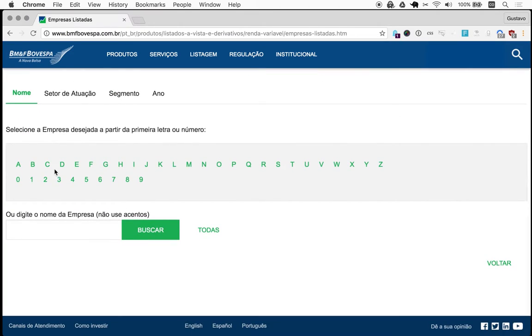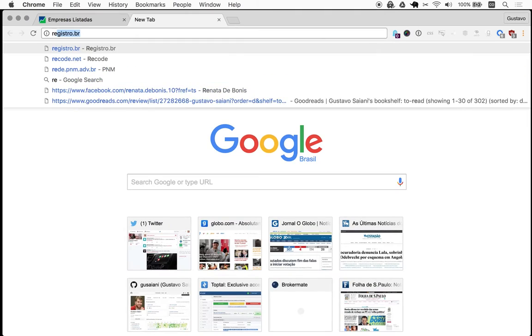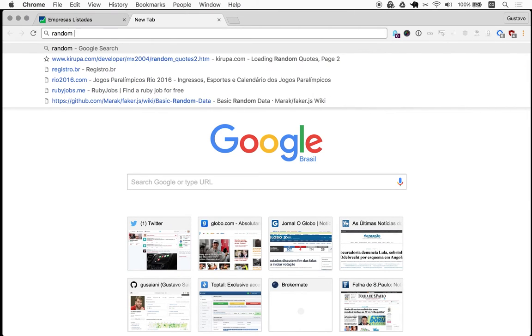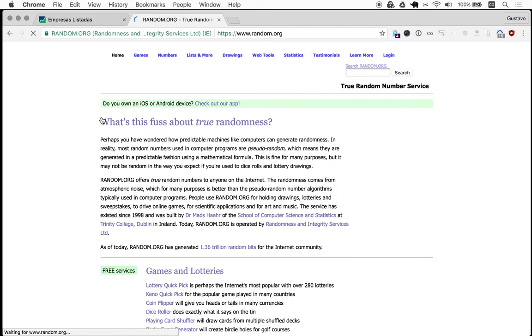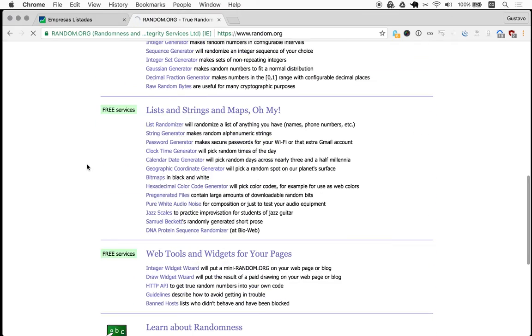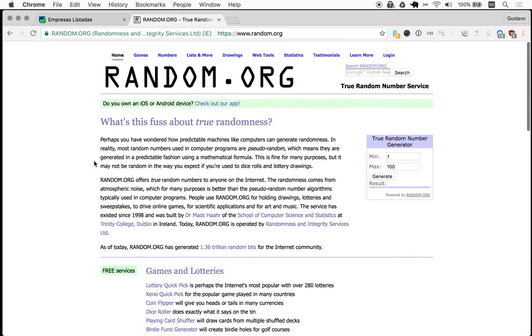So the first thing you'll notice here, we have the initials and numbers, right? So as I said, this is the Naive Value Investor. So what we're going to do here, we have 26 letters and 10 numerals, right? We're going to open another tab here, generate a random number. Get to this very helpful website here. Okay, they've changed their interface a bit.